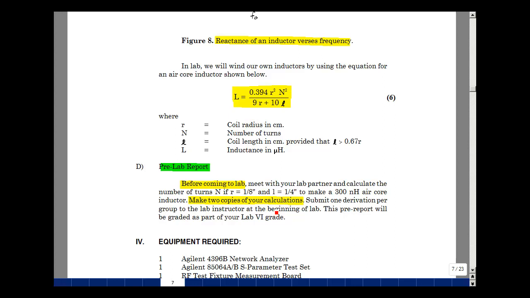Now, make 2 copies of your calculation, submit one derivation to your lab instructor at the beginning of lab, and keep the other for your work in the lab. This will be a pre-report and will count as part of your lab grade. And this is the background for lab number 6.